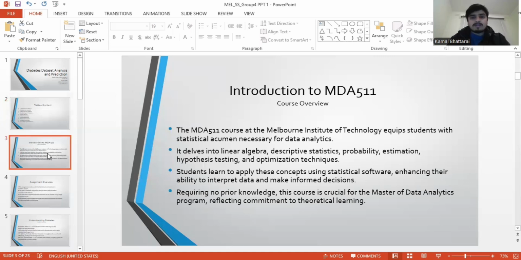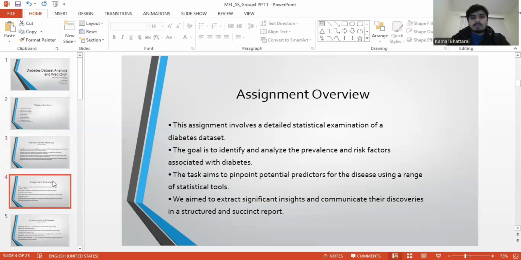Basically, MDA511 is a course of the Melbourne Institute of Technology that helps students equip themselves with the statistical knowledge necessary for data analytics. It covers linear algebra, descriptive statistics, probability, estimation, hypothesis testing, etc. We don't need prior knowledge of programming or coding to get through this subject. This subject is like a pathway for students who are just starting a data analytics program. Now let's go through the assignment.